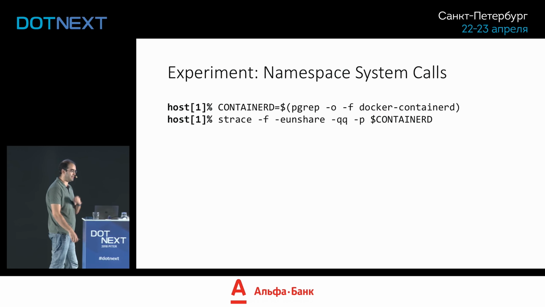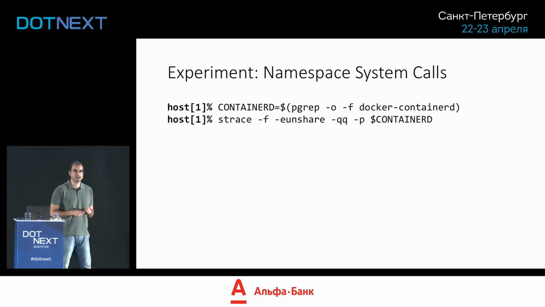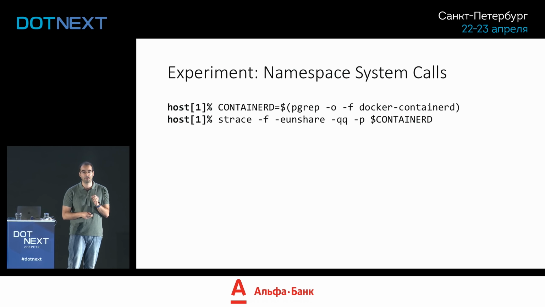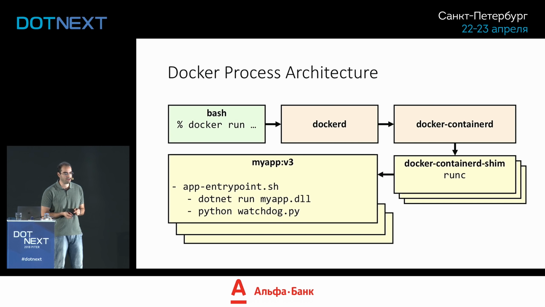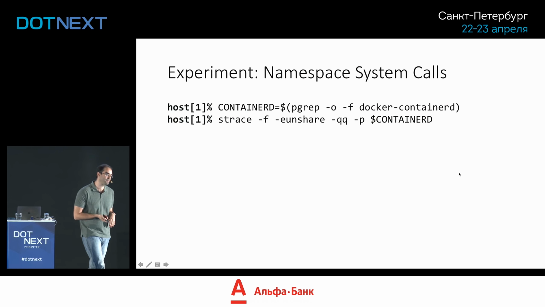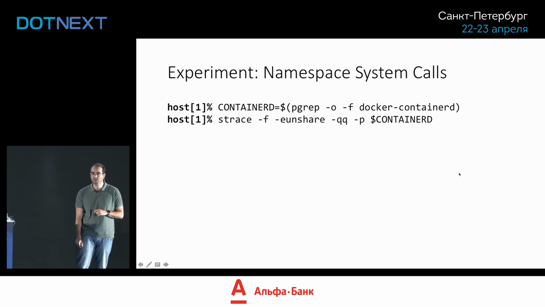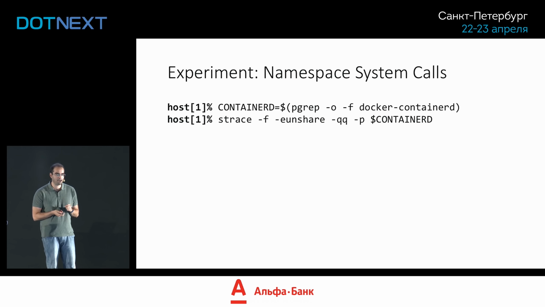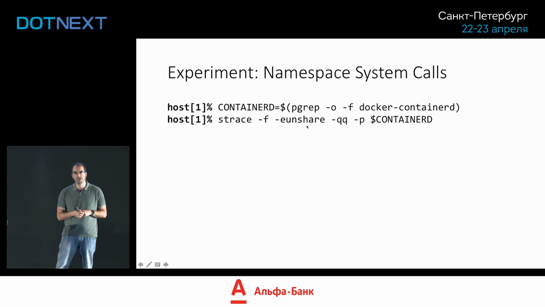So let's do an experiment again. Let's find the process ID for containerd. Containerd, reminder, is this guy. We have one of those. And it creates these ones. All right. So let's find its process ID. And then let's use strace with the process ID of containerd and trace only one system call called unshare.